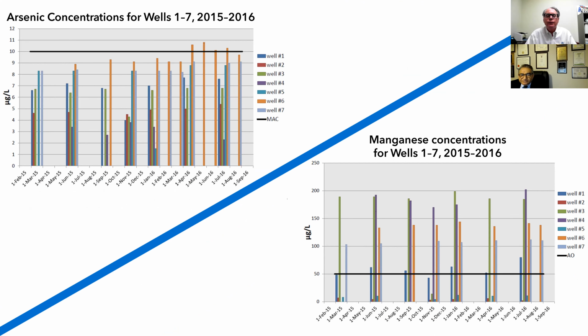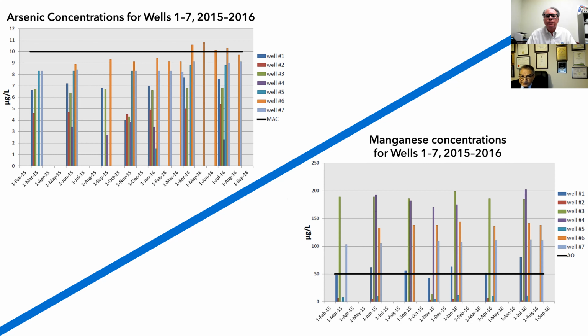The city of White Rock received the water from groundwater, which has naturally occurring arsenic and manganese. And we see on the left-hand side of the slide, the level of arsenic, which is sometimes exceeding the level of the MAC or MCL for arsenic, which is 10 micrograms per liter. The one on the right-hand side shows the manganese, which is exceeding the aesthetic objective, which is 50 micrograms per liter, and reaching up to 200 micrograms per liter, which is a big aesthetic issue.